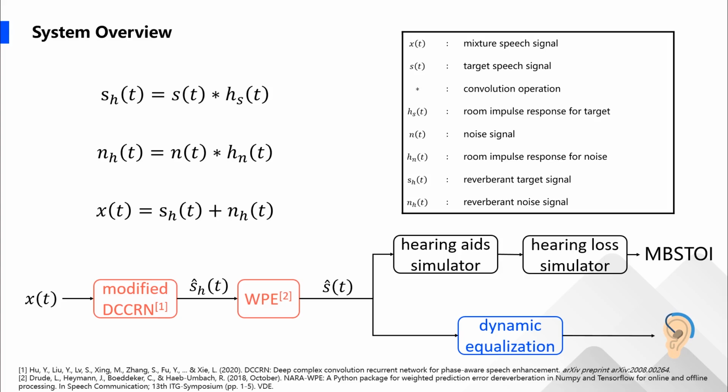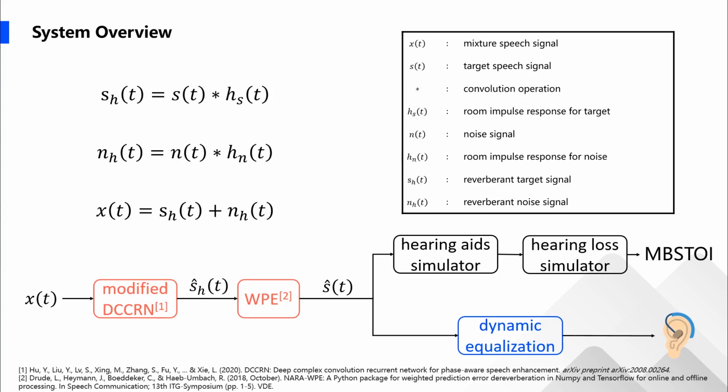Then narrow WPE is applied to remove reverberation from S hat, where the iteration number is set to 3 and the channel set to 1. For the objective metric, S hat is processed by the official hearing aid simulator and hearing loss simulator to compute the modified binaural short-time objective intelligibility score.